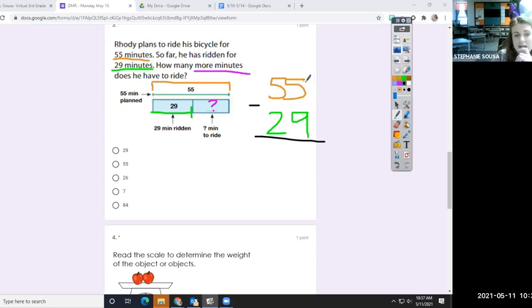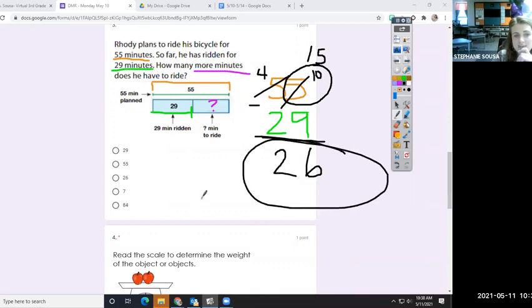5 subtract 9 is impossible. So we're going to regroup. We're going to borrow a 10. 10 plus 5 is equal to 15. So now I've got 15 ones. 15 subtract 9 is 6. 4 tens subtract 2 tens is equal to 2 tens. So 26 is the answer.